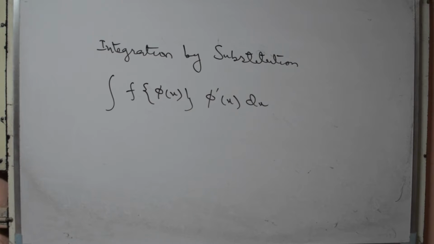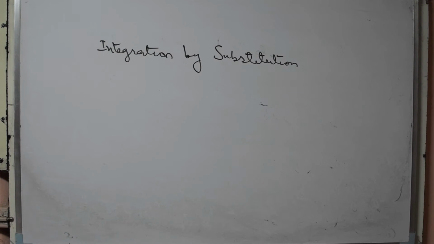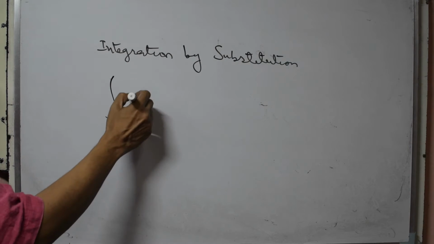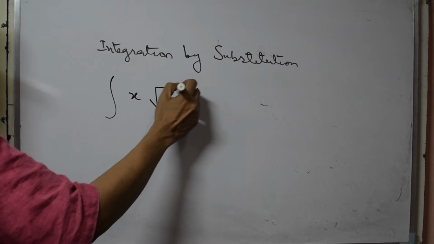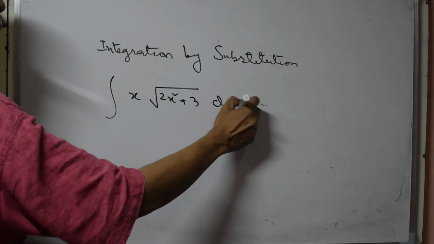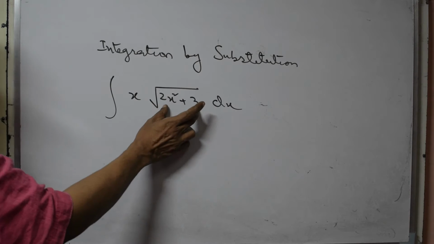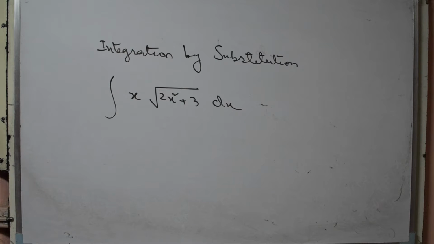We will use the substitution method. Let us see the problem. The problem is like this: x root over 2x square plus 3 dx. In this case, it can't be solved algebraically because 2x square plus 3 cannot be taken square root of. We have to simplify and then integrate, but we cannot integrate because the expression under root cannot be simplified.